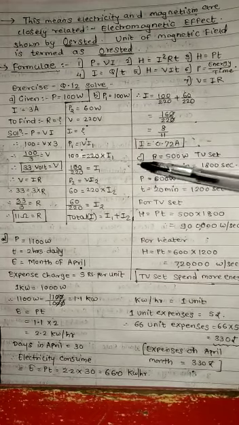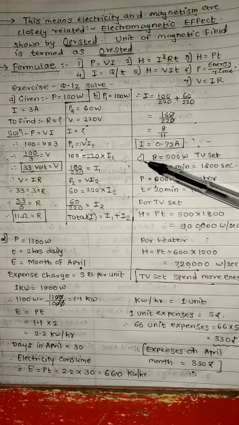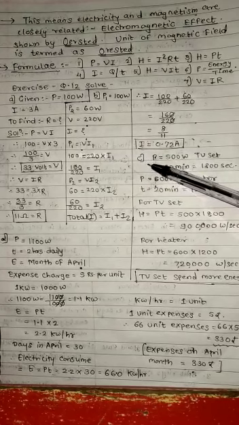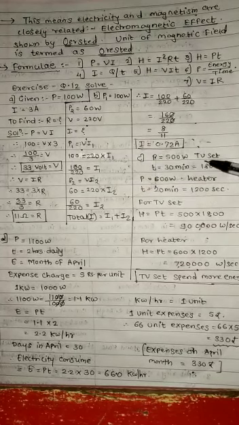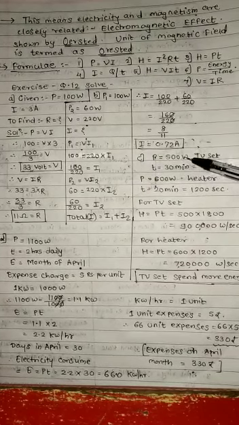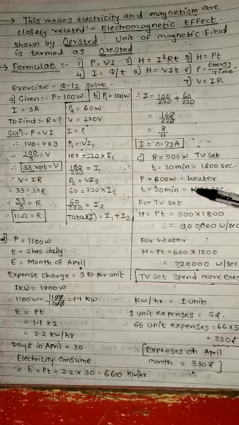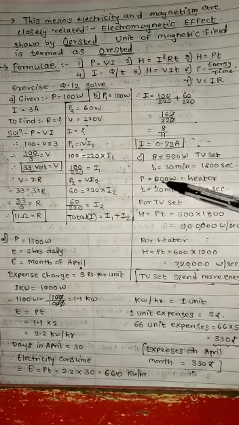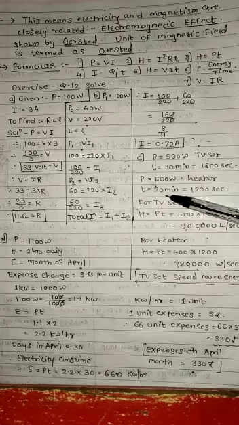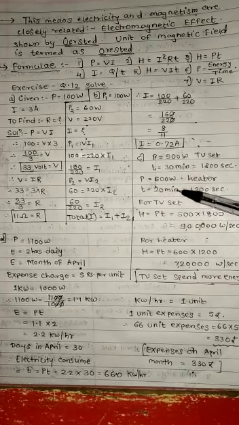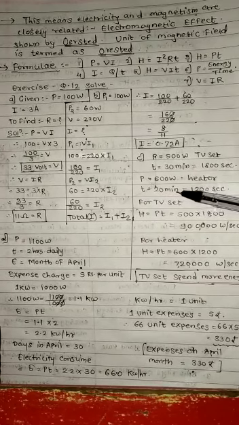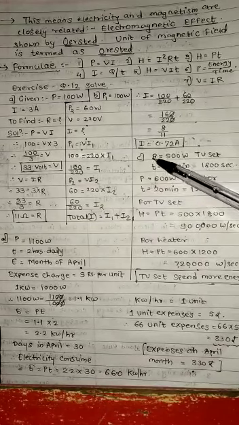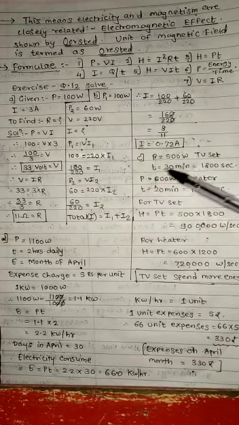Then the third sum: there are two sets which consume power, that is the TV set and the heater. For the TV set, power is 500 watt for time 30 minutes, and for the heater power is 600 watt and the time is 20 minutes. Here you have to find out which one consumes more energy, which one spends more electricity. So first, the power is given in watt and the time is given in minutes.